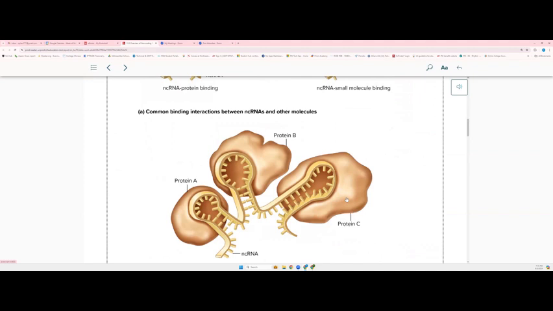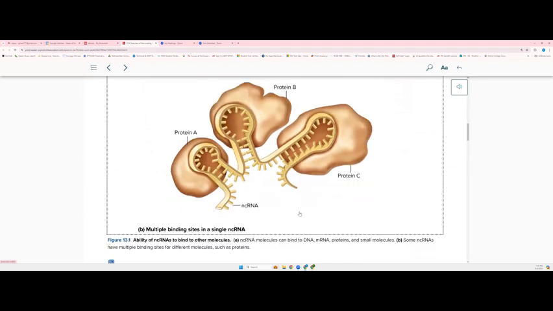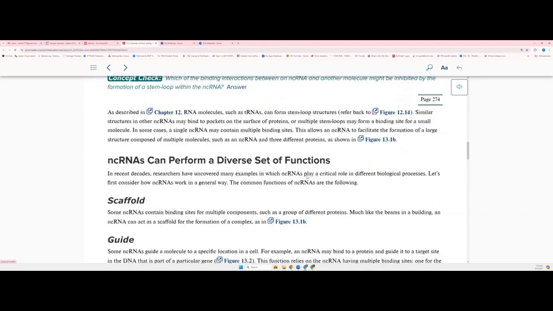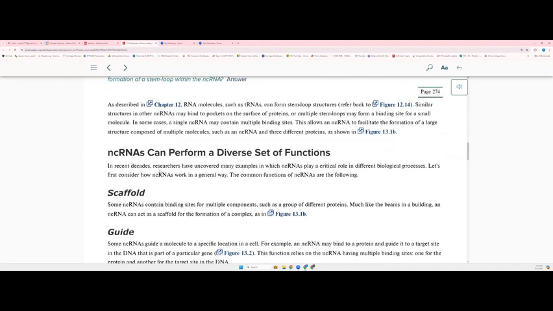There is even some non-coding RNA that can bind to different targets. For example, it can bind to three different types of protein. We would say this type of non-coding RNA is called a multiple binding site RNA. And since non-coding RNA can bind to different targets, they have a diverse set of functions.